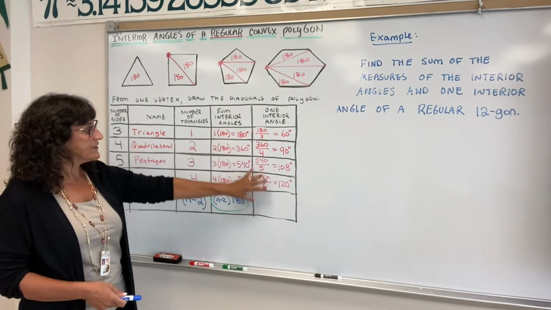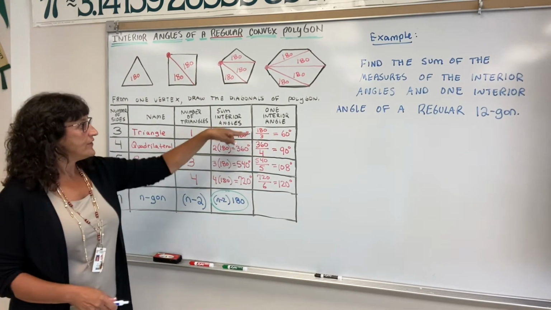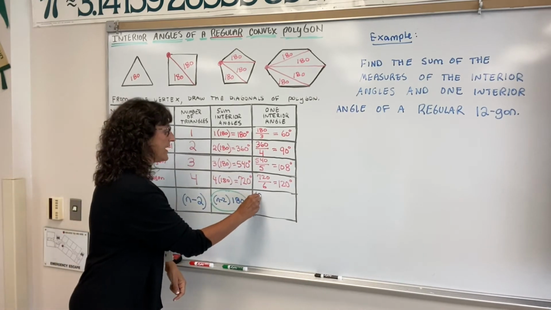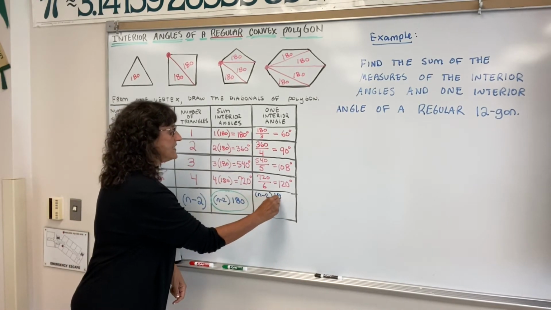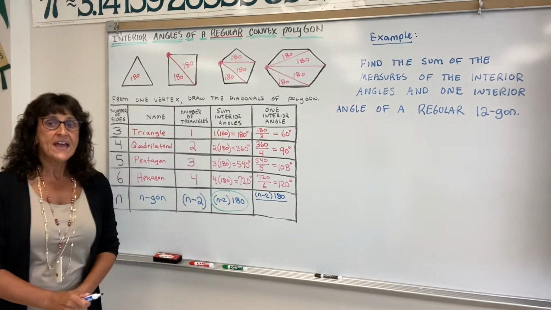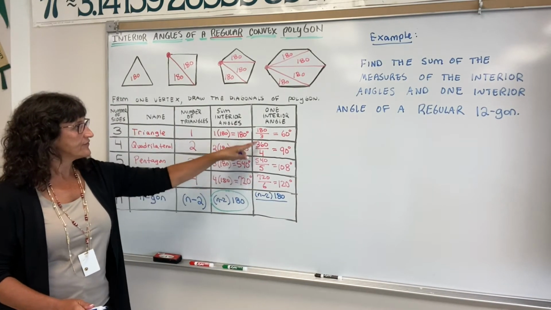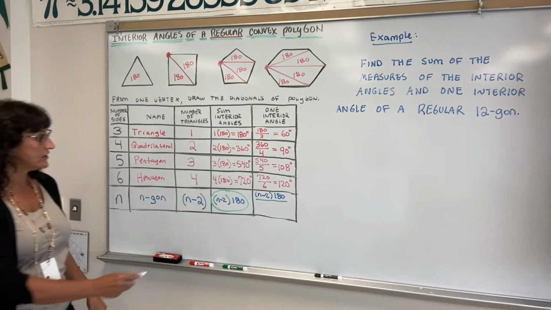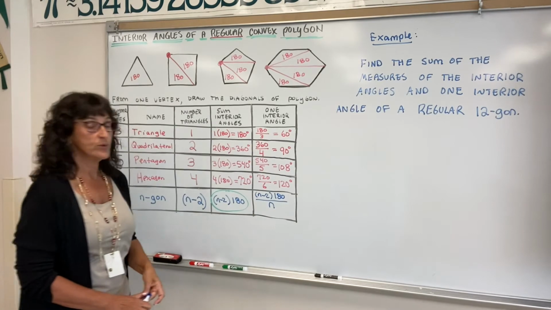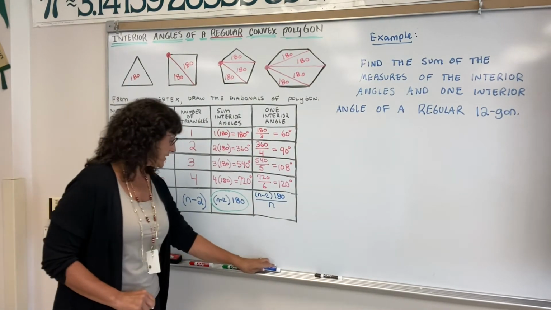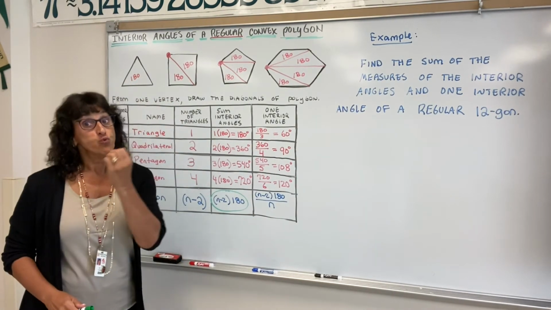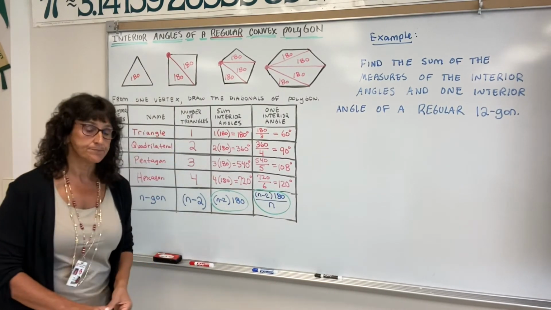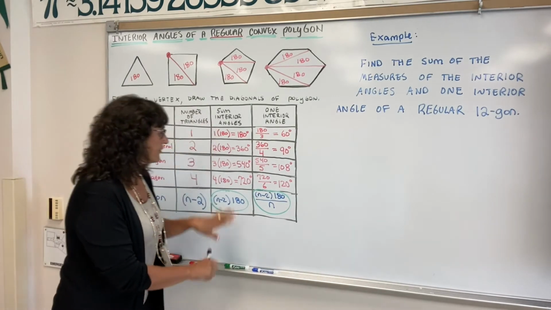What did we do here to get one interior angle? Well, in the numerator, didn't we take this sum? What is the sum here? It's going to be n minus 2 times 180. So we took this sum and we divided it by the number of sides. So the number of sides here is going to be n. So here is how you would find the measure of one interior angle of a regular convex polygon.